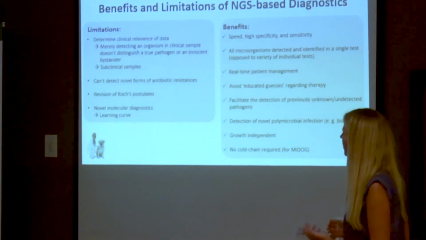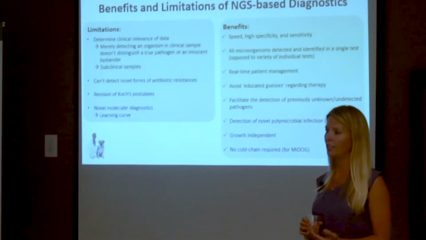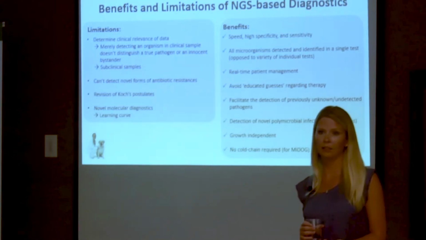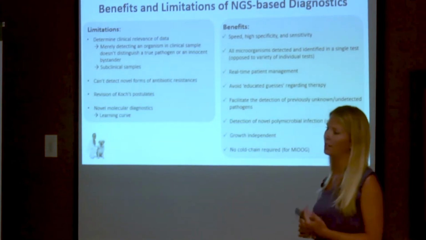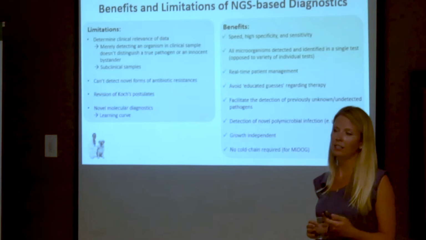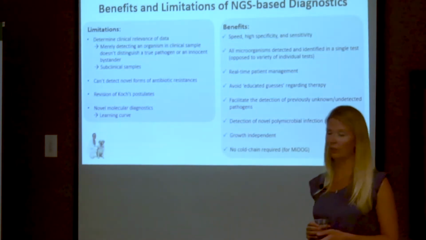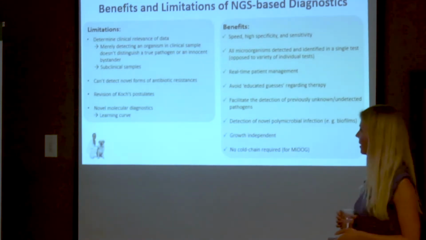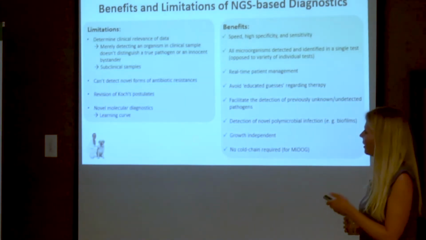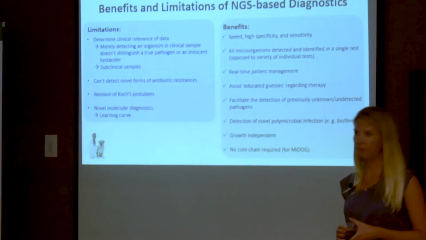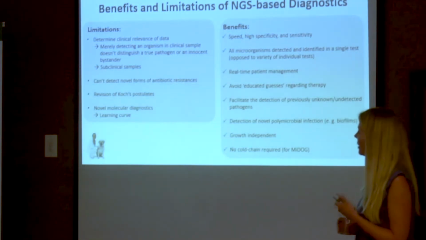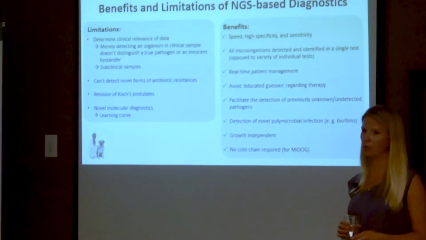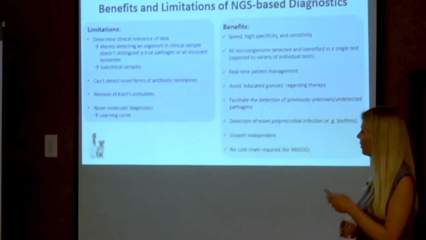And with that, I would like to summarize that next generation sequencing does have some limitations. You really need to determine the clinical relevance of the data. Merely detecting a pathogen does not say it is actually the culprit if it's at low abundances or different from what we normally expect in a clinically healthy dog, or it might be a subclinical sample. You can't detect novel forms of antibiotic resistances. It's relying on database and research being done by other researchers all around the world.